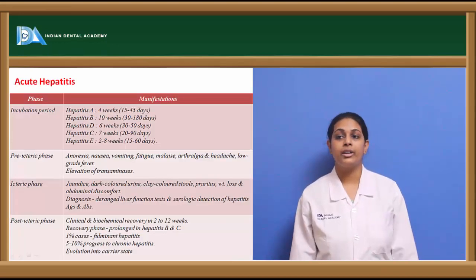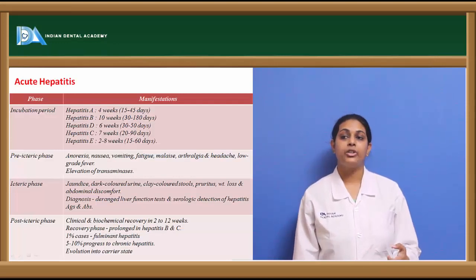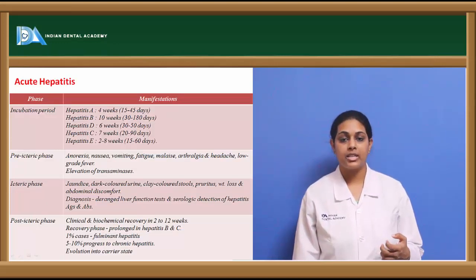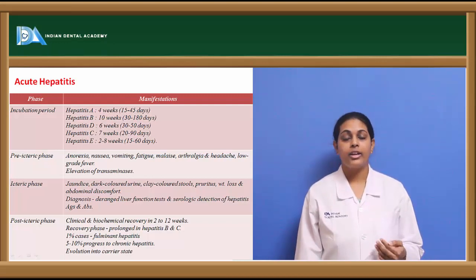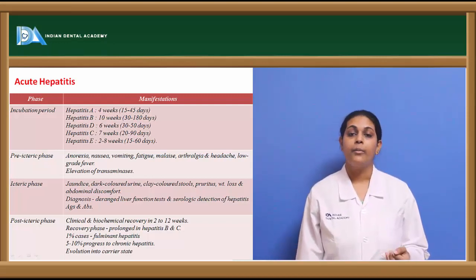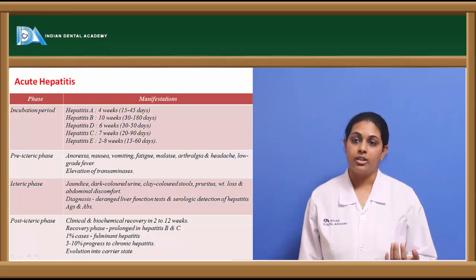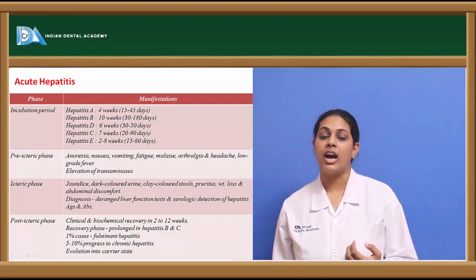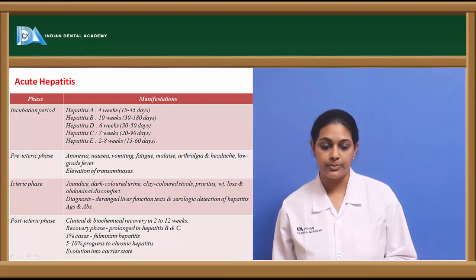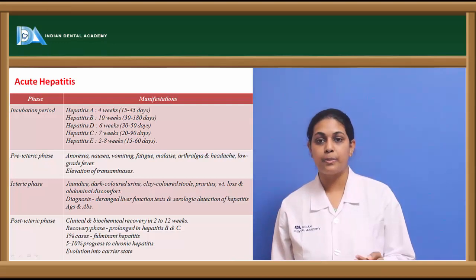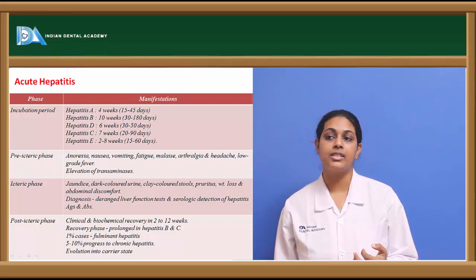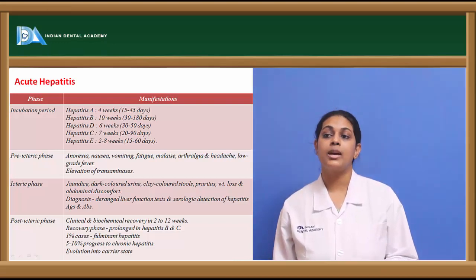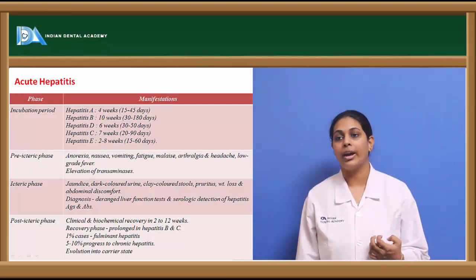Coming to acute hepatitis, it can be classified into the incubation period, pre-icteric period, as well as post-icteric period. In the incubation period, for hepatitis A it lasts for 4 weeks, whereas in hepatitis B it lasts for 10 weeks, in hepatitis D it lasts for 6 weeks, in hepatitis C it lasts for 7 weeks, and in hepatitis E it lasts for 2 to 8 weeks.